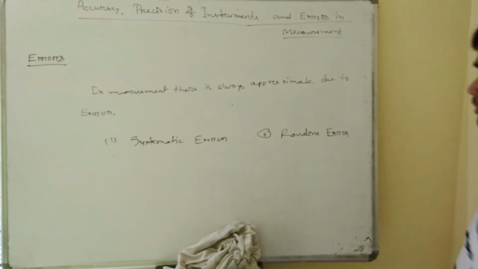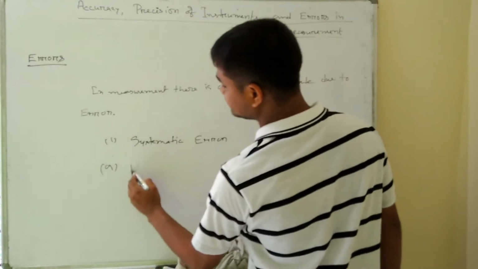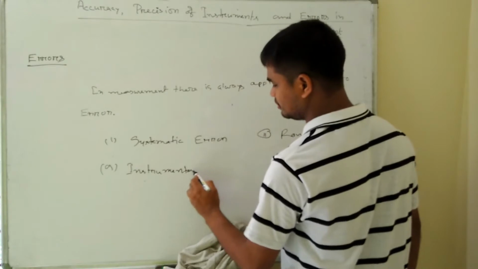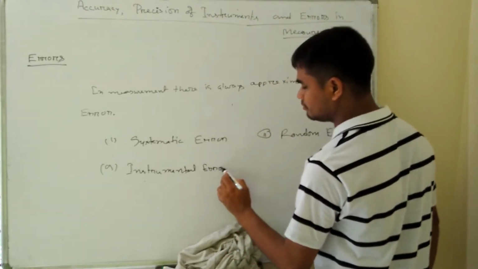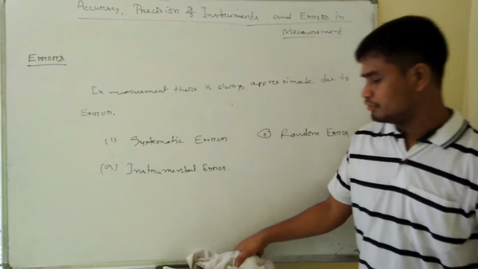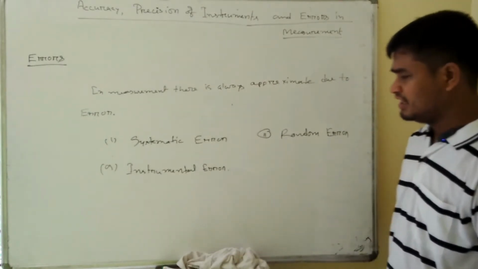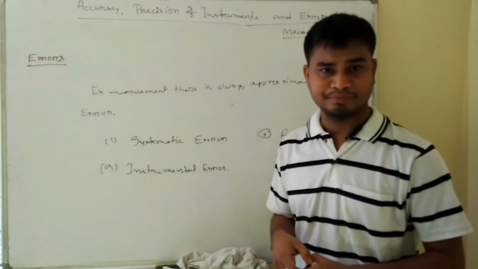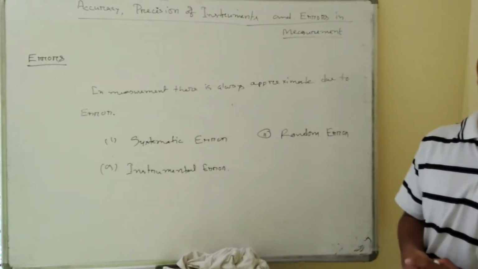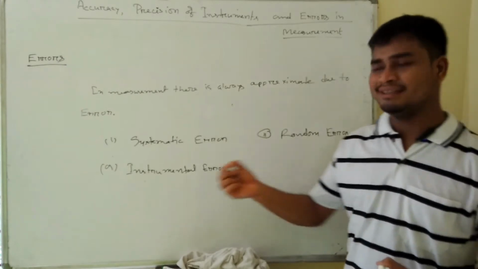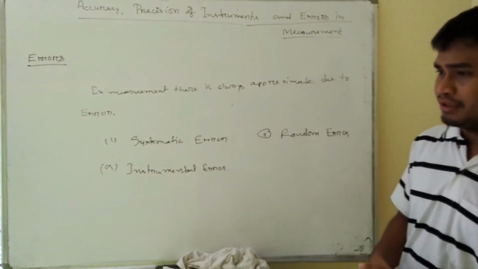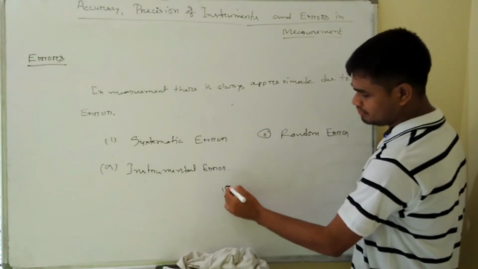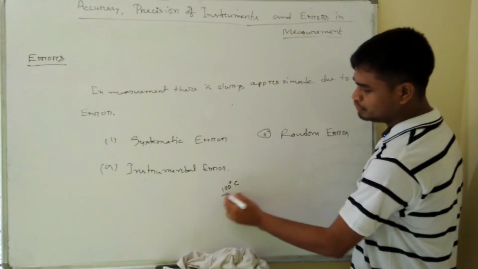In systematic error, first is instrumental error. What is instrumental error? If you are going to measure the temperature of a body by a thermometer, and the thermometer is designed in the laboratory, then in the laboratory 100 degrees Celsius is the boiling point of water.